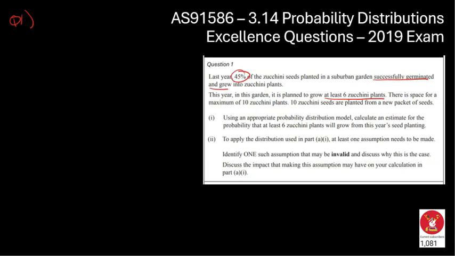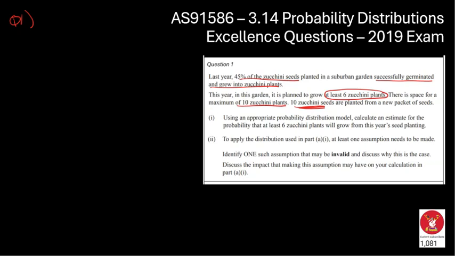In this video, we're looking at all the 3.14 probability distribution questions from the 2019 exam, and we're only going to run through the excellence ones here. So let's have a look at question number 1. Last year, 45% of zucchini seeds planted were able to successfully germinate into plants. In this year's garden, it is planned to grow at least 6 zucchini plants. There is space for a maximum of 10 plants if 10 zucchini seeds are planted from a new pack.